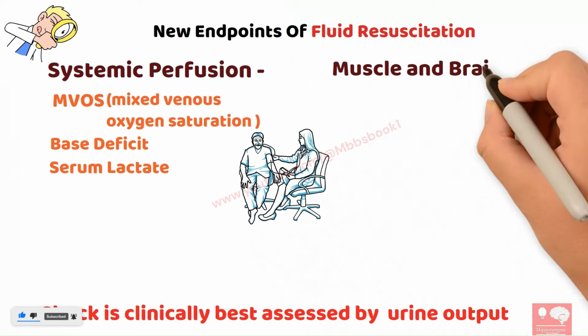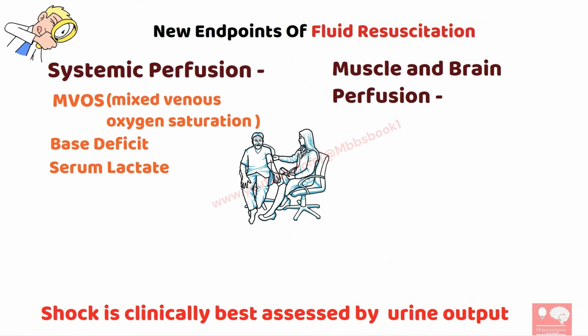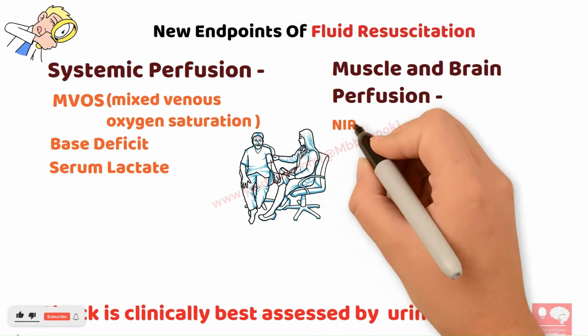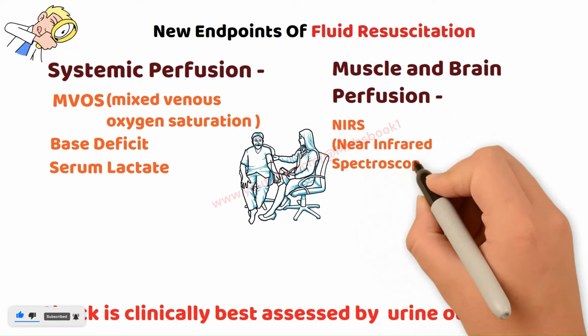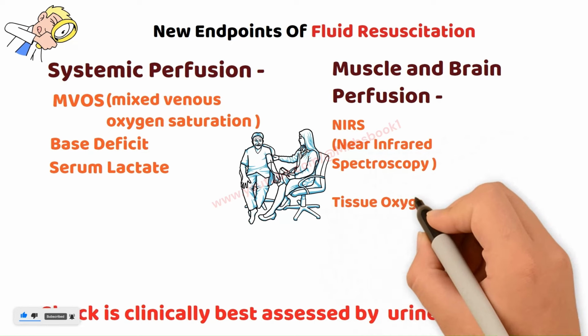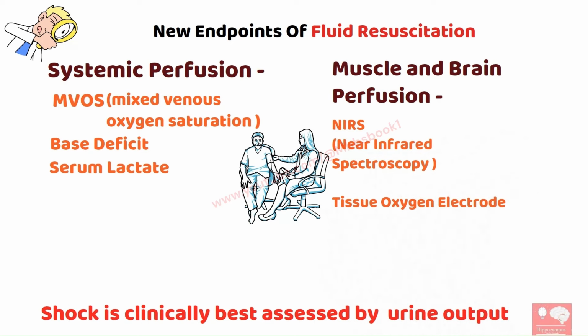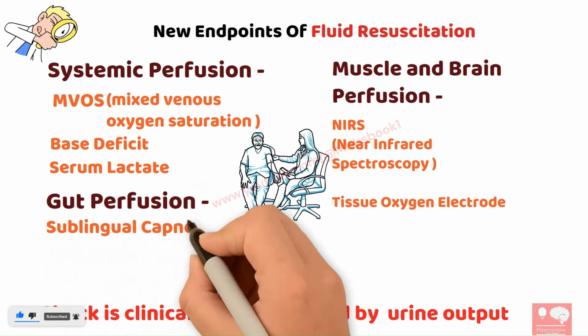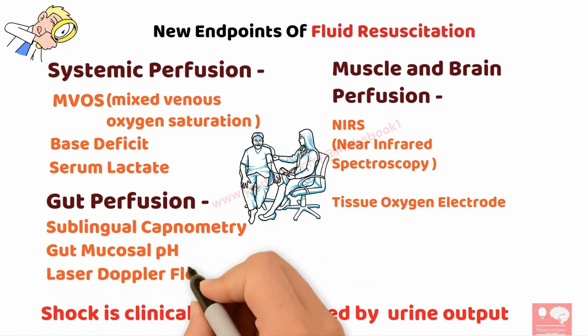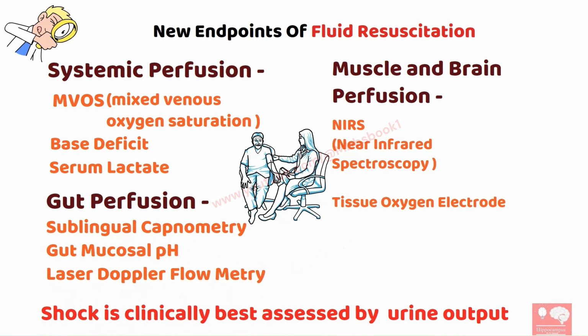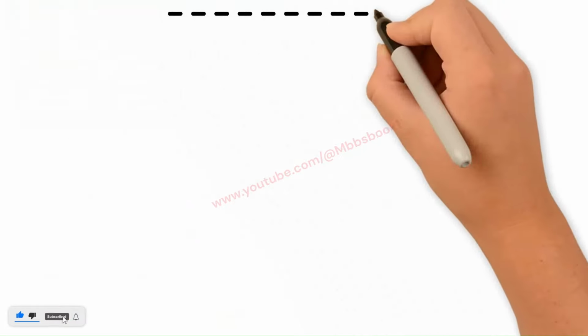For muscle and brain perfusion, the endpoints of resuscitation are NIRS, that is near infrared spectroscopy, and tissue oxygen electrode. For gut perfusion, there are three of them: sublingual capnometry, gut mucosal pH, and laser Doppler flowmetry. Okay, so this is how we monitor a patient with hypovolemic shock.